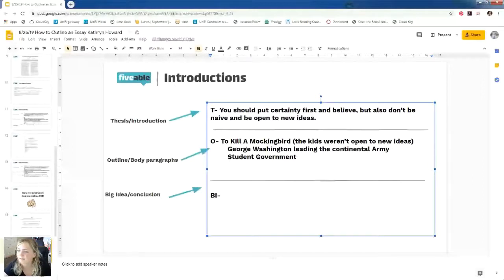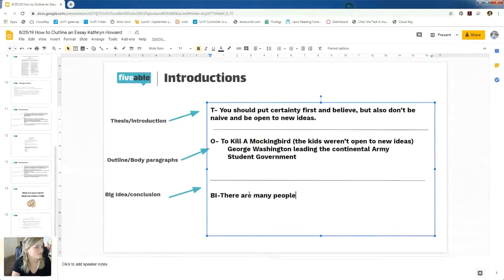Oh yeah, okay. That's a good idea. That's great. Okay. So we could do, there are many people that rely on the opinion of political pundits. Okay. So see, that only took like, I probably should have timed it, but I guess like 3 minutes.